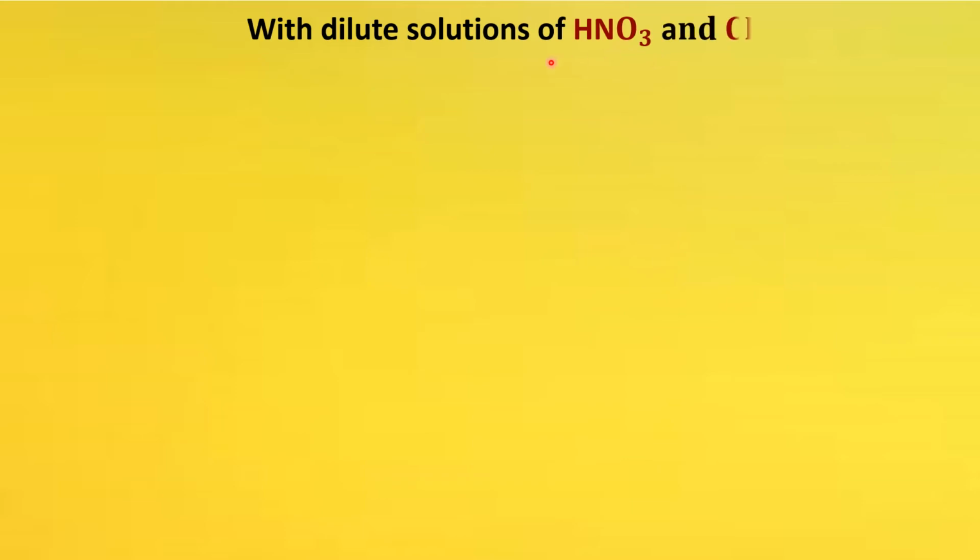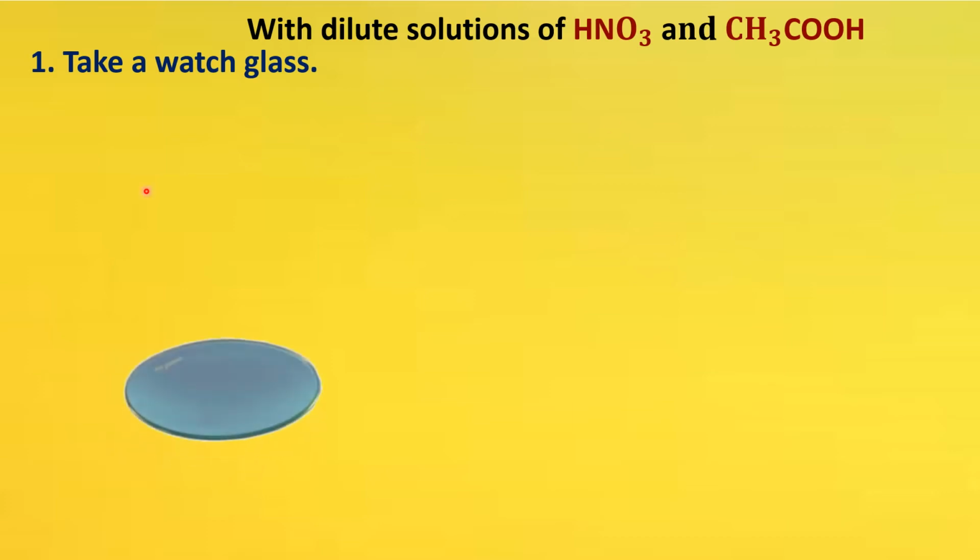Now we'll conduct the same activity with another two dilute solutions. The next dilute solutions I'm taking are nitric acid and acetic acid. First we have seen HCl and H2SO4, and now we'll see HNO3 and CH3COOH. First of all, we have to take two watch glasses, one for nitric acid and another for acetic acid. This is the watch glass.